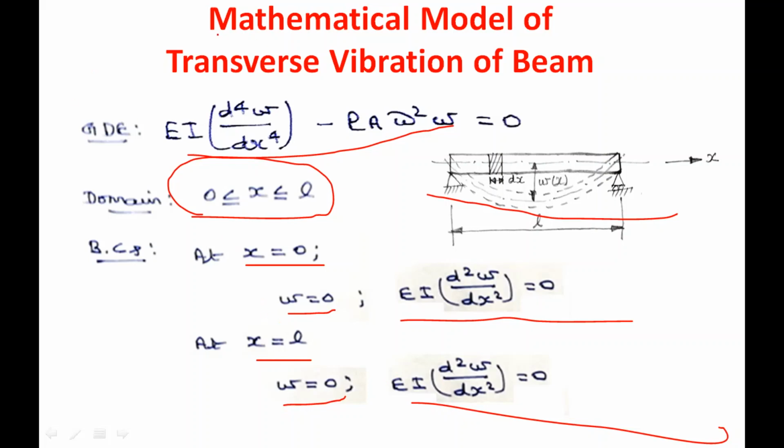After getting the mathematical model of this transverse vibration of a beam, we are going to convert this mathematical model into the element characteristic equation, which can be used for solving the problem using the finite element method. So how to derive the element characteristic equation? Let us see.